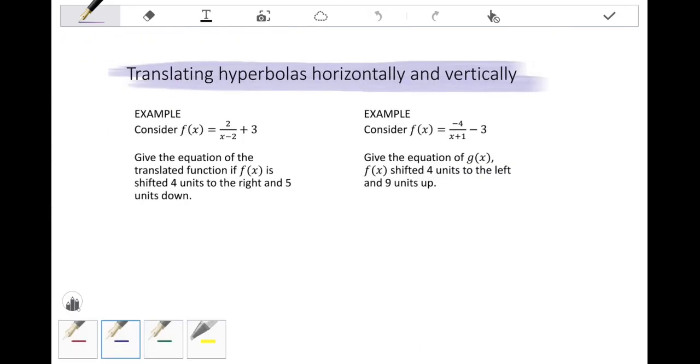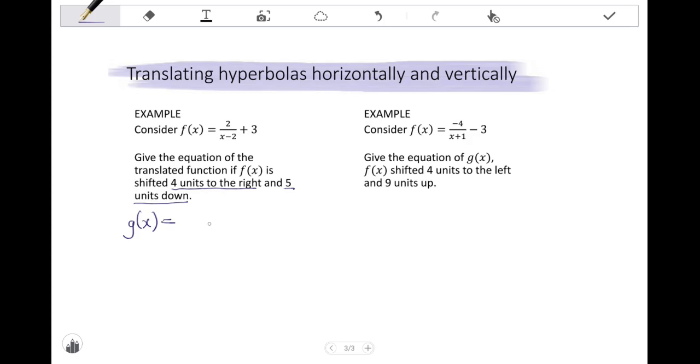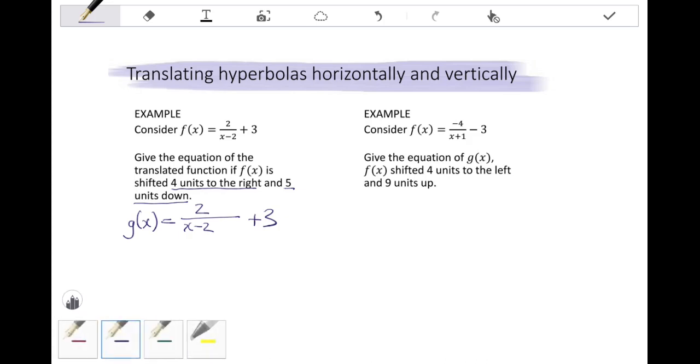Now we're just going to quickly run through 2 more examples of finding the equation, just to make sure that you get it. The first one says, consider f of x equals 2 over x minus 2 plus 3. Give the equation of the translated function if f of x is shifted 4 units to the right and 5 units down. Let's call our new function g of x. I'm going to write f of x as it originally is with some space to add and subtract. Now shifting 4 units to the right, when I move to the right, I subtract. So I'm going to subtract 4 units in the denominator.